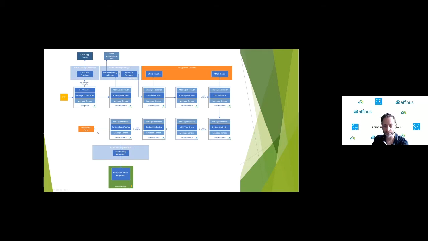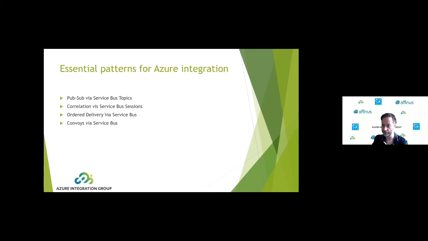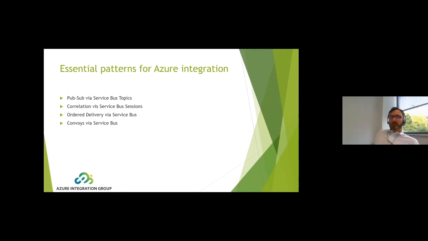So in terms of AIS logic apps, let's talk a little bit about some of the essential patterns and how we might implement those in AIS. We talked briefly about pub sub, but for those who haven't really done much service bus work, can you talk a little bit about how this works on service bus topics and what that means when you actually come to implement it?